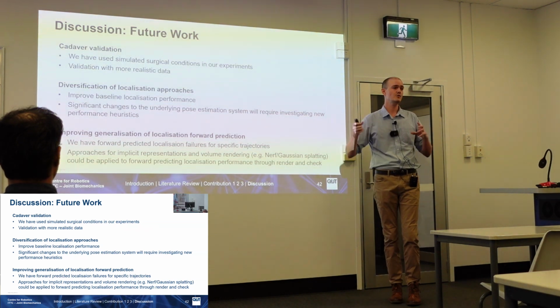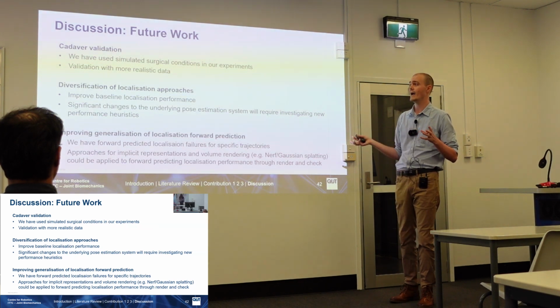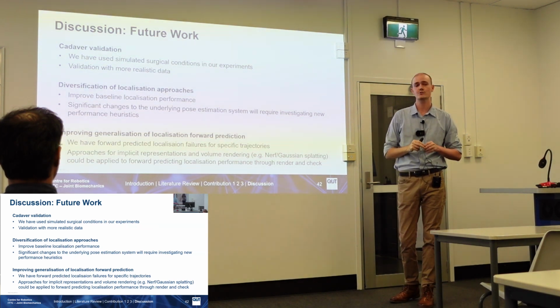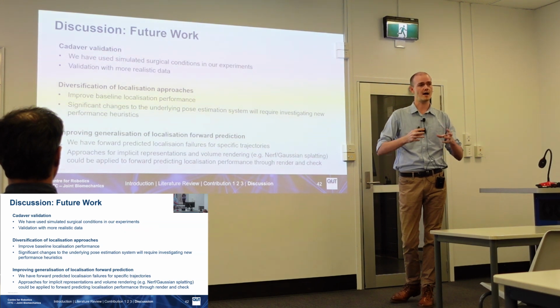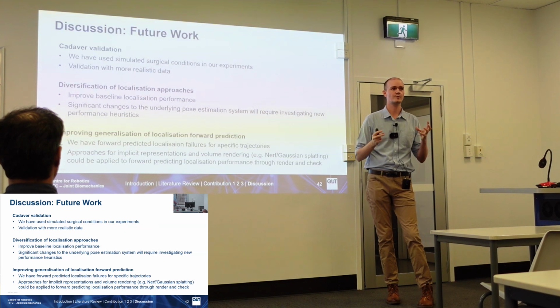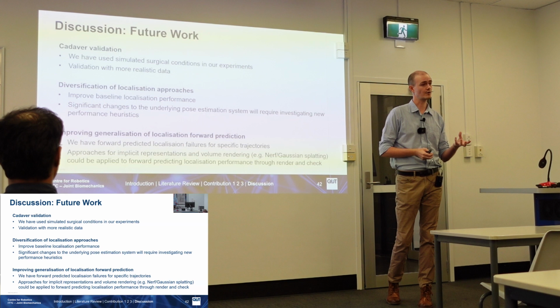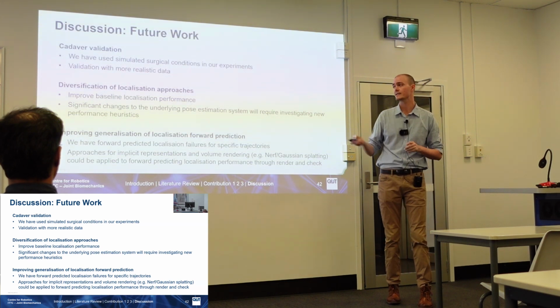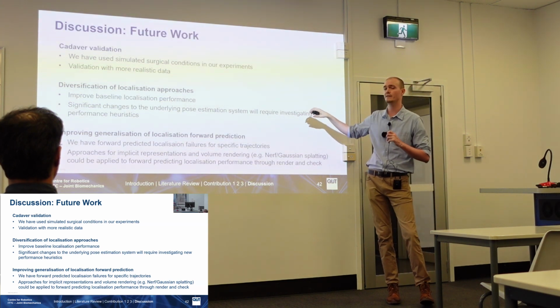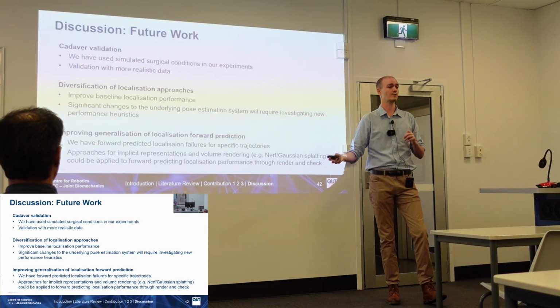Secondly, we've used one particular kind of 6 degree of freedom pose estimation system throughout our work, and I'd be interested to explore different underlying pose estimation systems. Some changes will probably translate quite easily, like using deep learned features instead of handcrafted key point features, but significant changes will also mean we'll need to investigate new performance heuristics that are suited to the particular approaches that we're using.